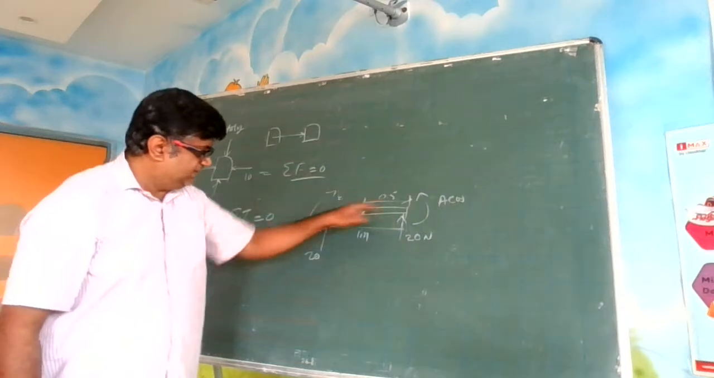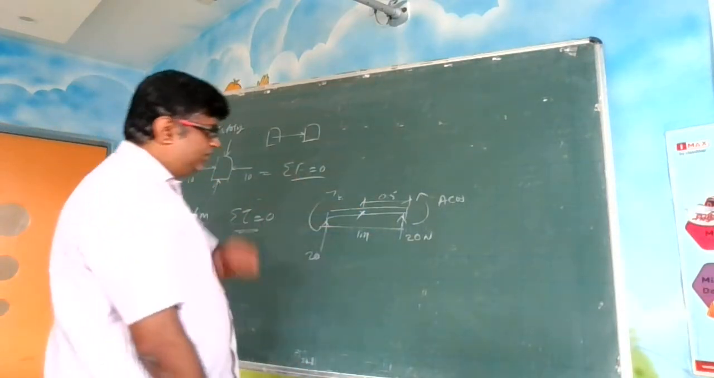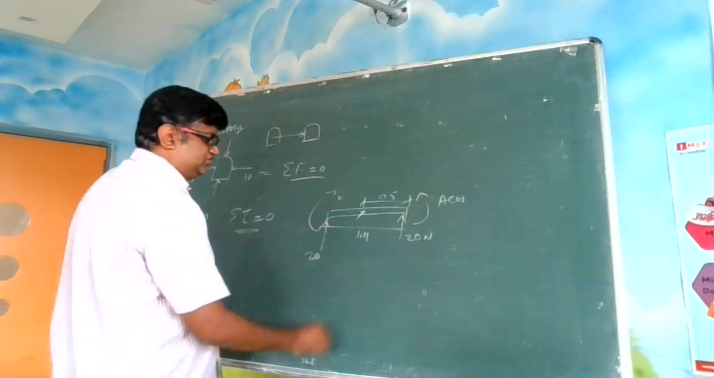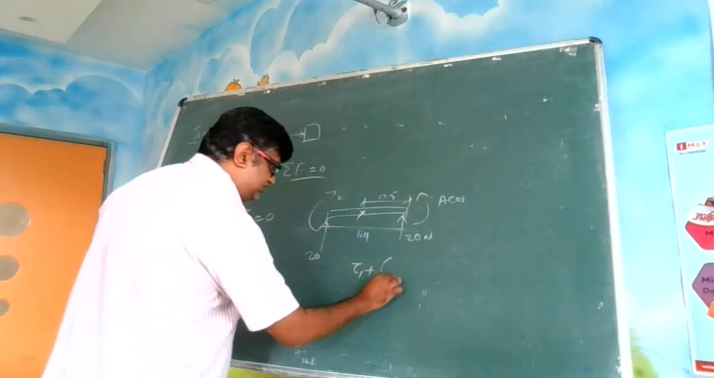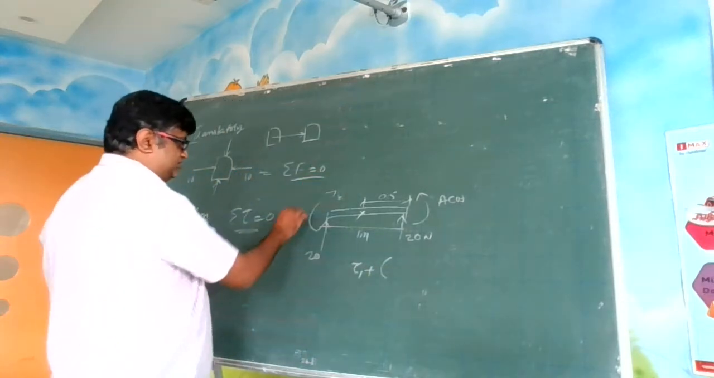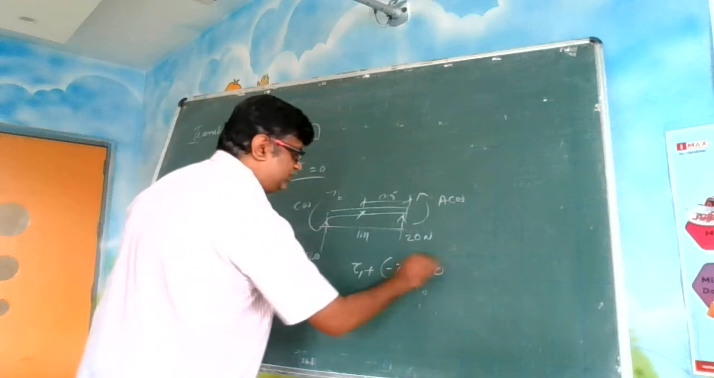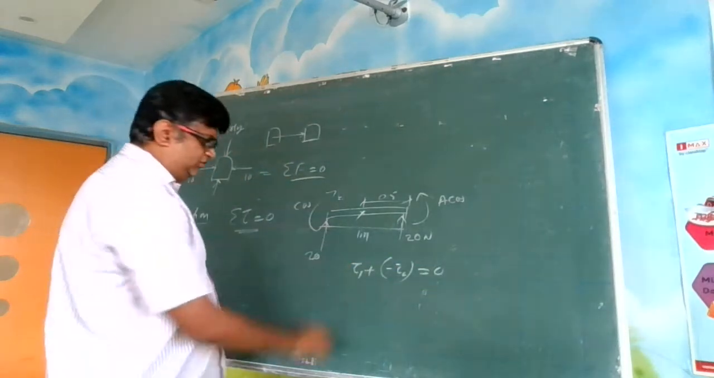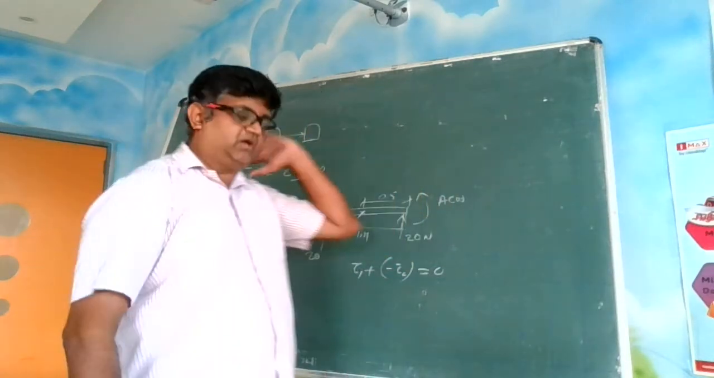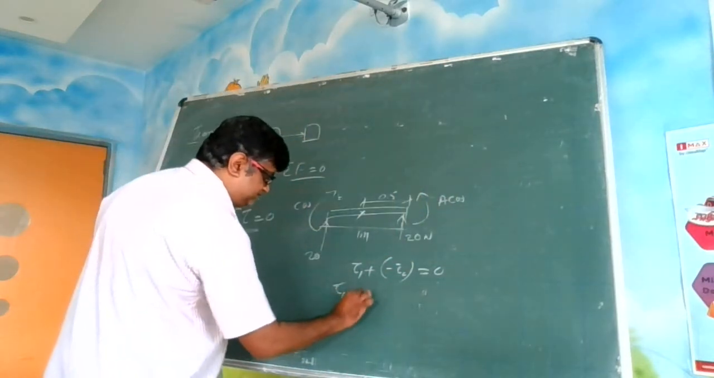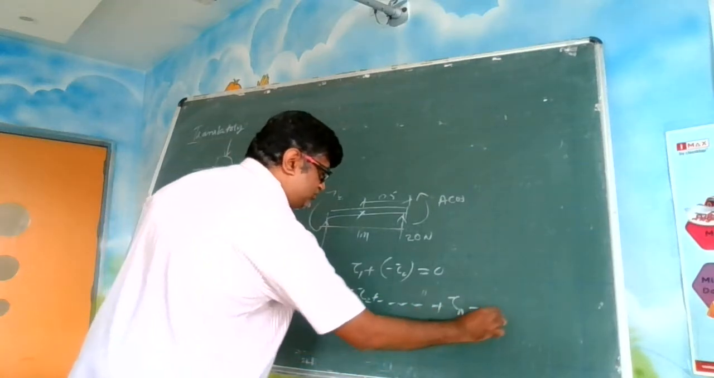So will this metallic rod rotate? It won't rotate. Why did it not rotate? Because let us say this is tau 1 and this is tau 2, which is in the clockwise direction. Tau 1 plus tau 2 is equal to 0. Both are the same magnitude only. So what are we writing here? Tau 1 plus tau 2 plus tau 3 plus tau 4, and so on, tau 1 plus tau 2 plus tau n is equal to 0.